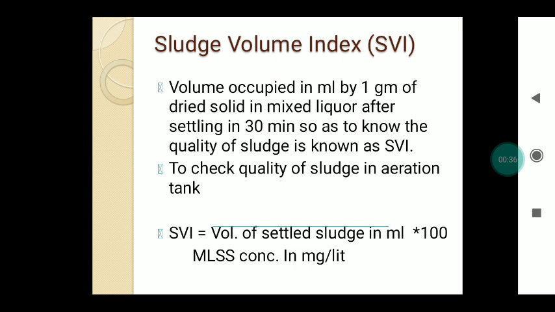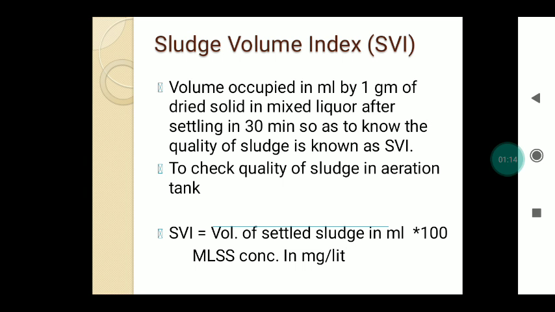Today we are going to discuss a new topic, that is sludge volume index, that is SVI. Okay, it is a laboratory test to measure the physical characteristics of the sewage. The SVI means the volume occupied in ml by 1 gram of dried solids in a mixed liquor after settling for 30 minutes, so as to know the quality of the sludge, and it is known as SVI, that is sludge volume index. Okay, the SVI is used to check the quality of sludge in the aeration tank.